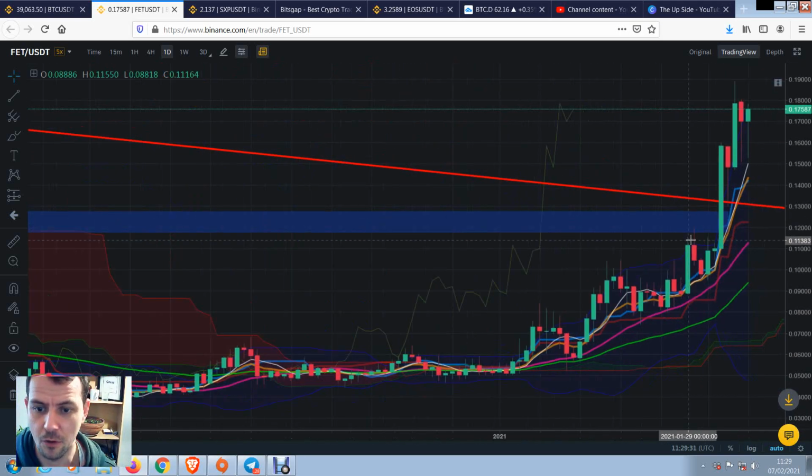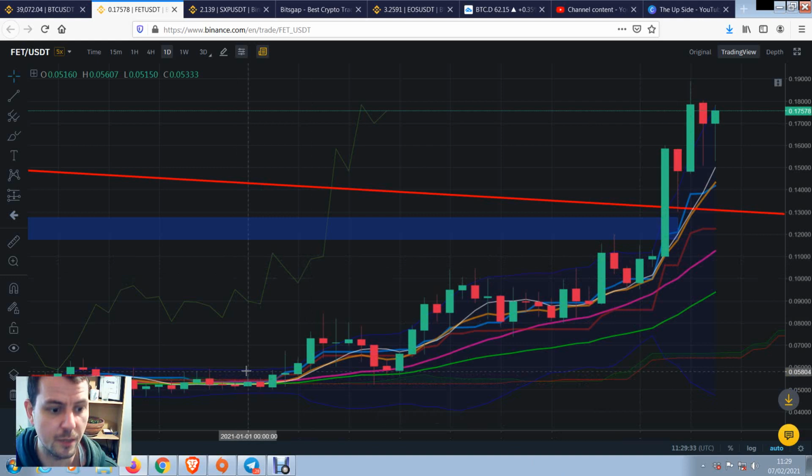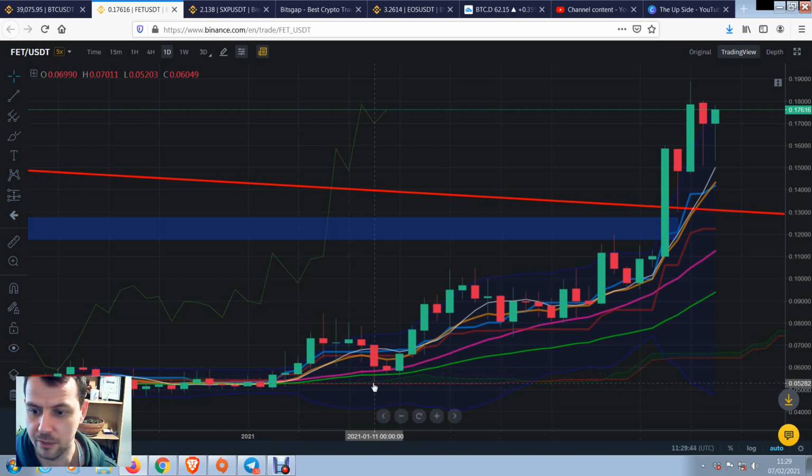The reason I got into FET is because we had a perfect signature down here. Conversion baseline cross followed by a golden cross with a dump down into it. This was the target, this was the entry between here and here. As you can see, this wick came down. I picked it up around 5.5 cents, right?